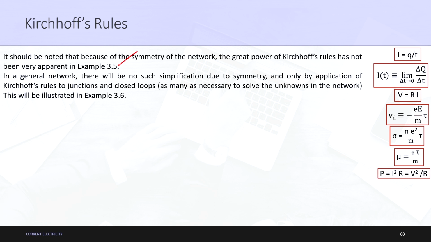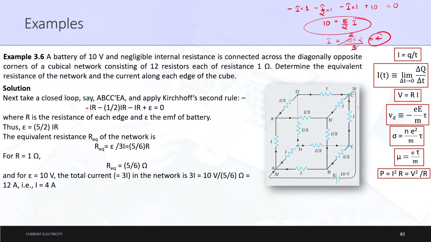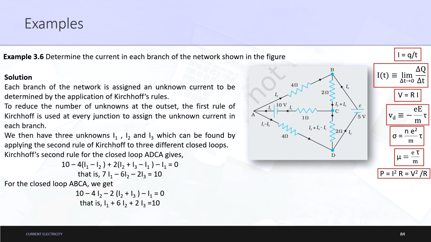So, till example 3.5 what we did was a little symmetrical example. Why? Because the divisions are happening very evidently. Now, we will take one more example in which we will find out that if it is unsymmetric also, we can apply Kirchhoff's rules very easily. So, let us directly move on to that example.